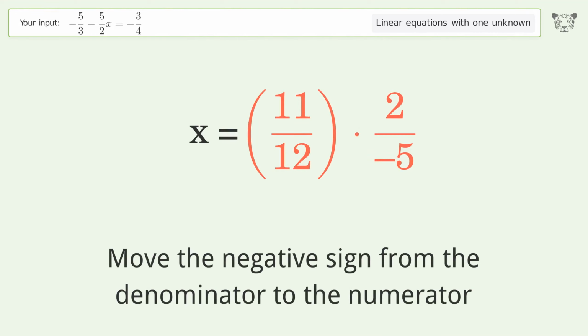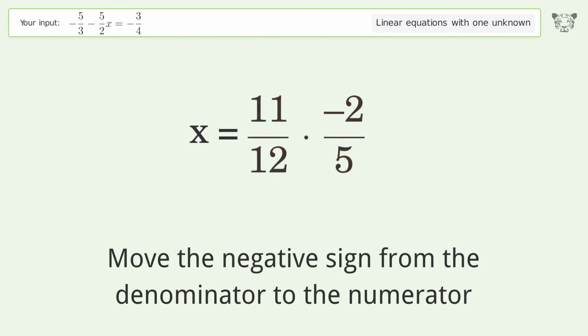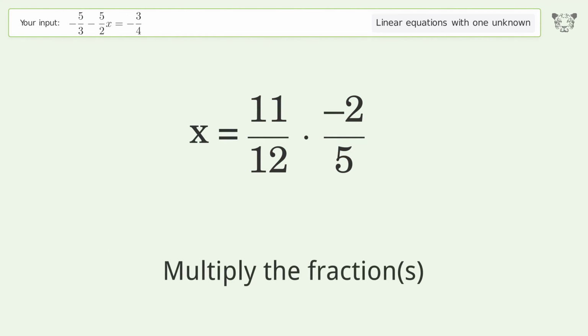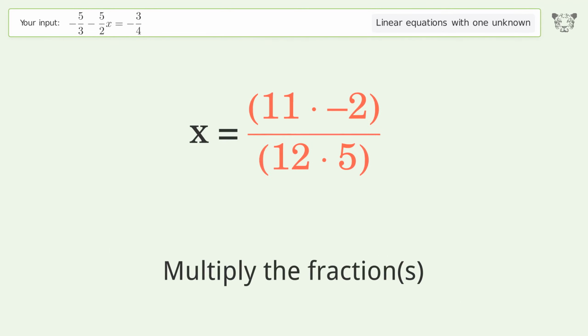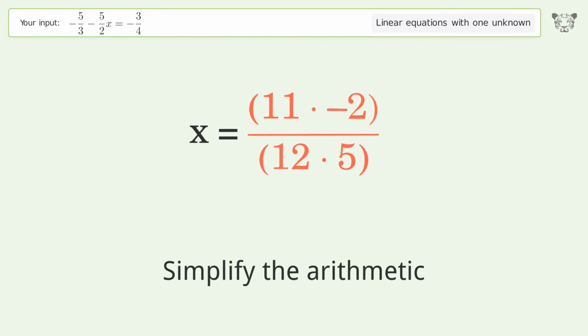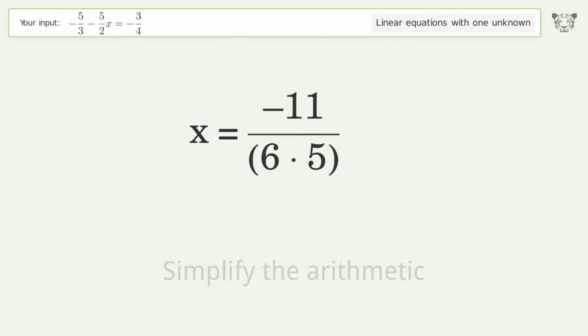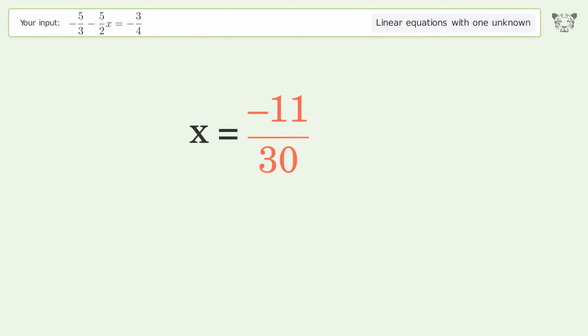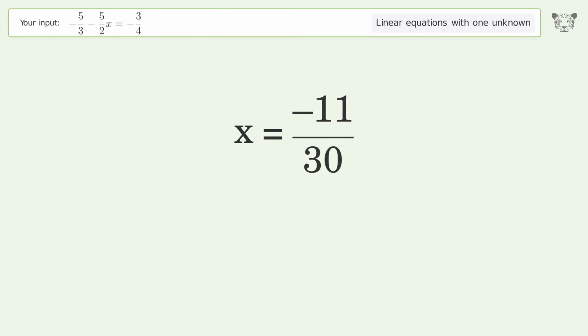Move the negative sign from the denominator to the numerator. Multiply the fractions. Simplify the arithmetic. And so the final result is x equals -11/30.